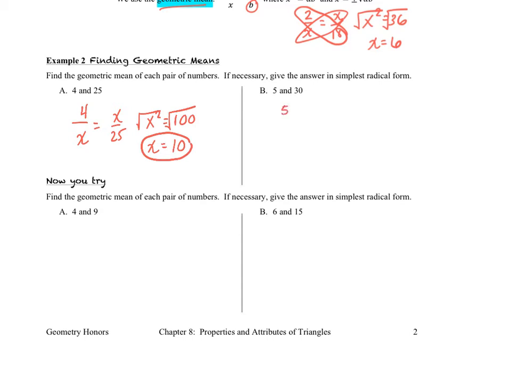Okay, 5 and 30, so it's going to be 5 over X equals X over 30. We end up with X squared equals 150. Square root both sides, and since this is not a perfect square, we have to do some simplifying. So I'm going to simplify it over here. 10 times 15. 10 is 5 and 2, and 15 is 5 and 3. So the 5 comes out, and the 6 from the 2 times 3 goes inside. The 5 came out, 2 times 3 on the inside. So 5 radical 6.